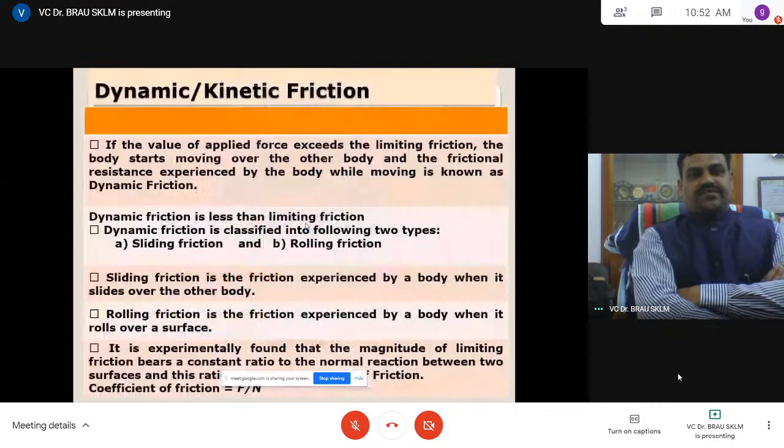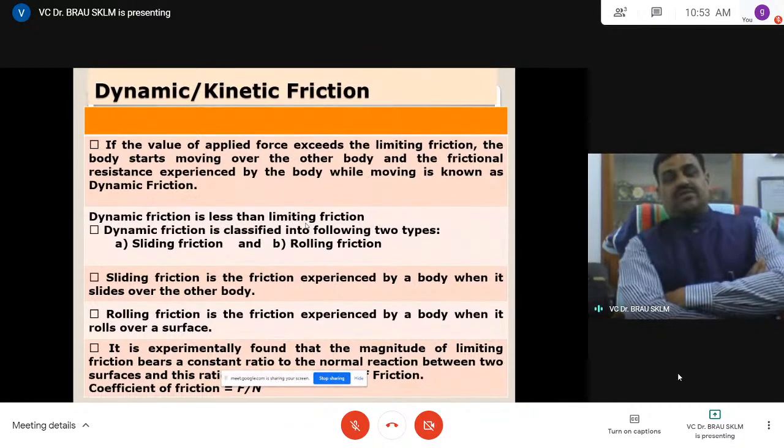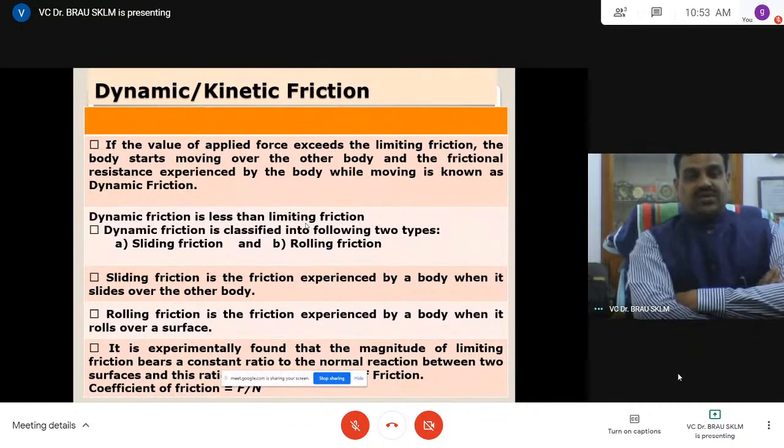Now, dynamic or kinetic friction. Previously I gave a four-fold classification: static, sliding, rolling and pulling. The dynamic or kinetic friction is less than the static friction, the limiting friction. Limiting is nothing but less than or equal. And this value is less than that.